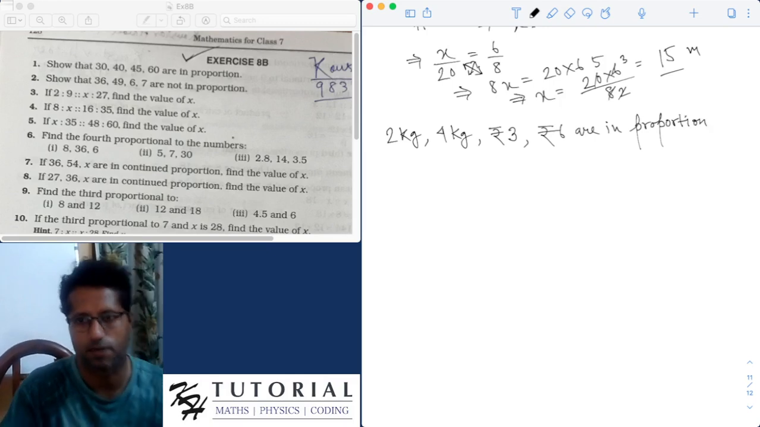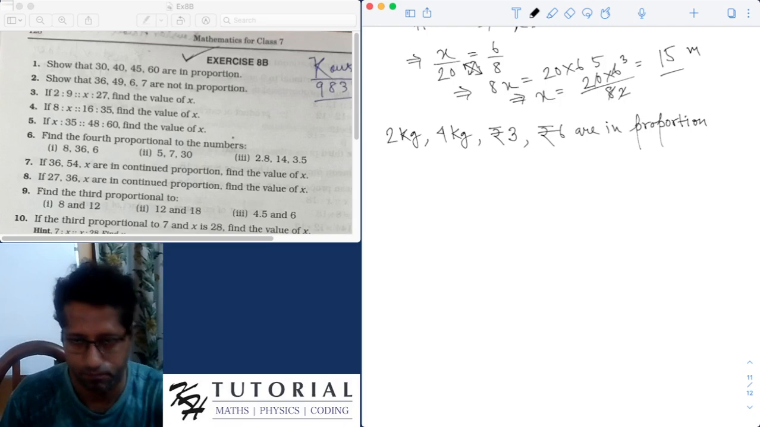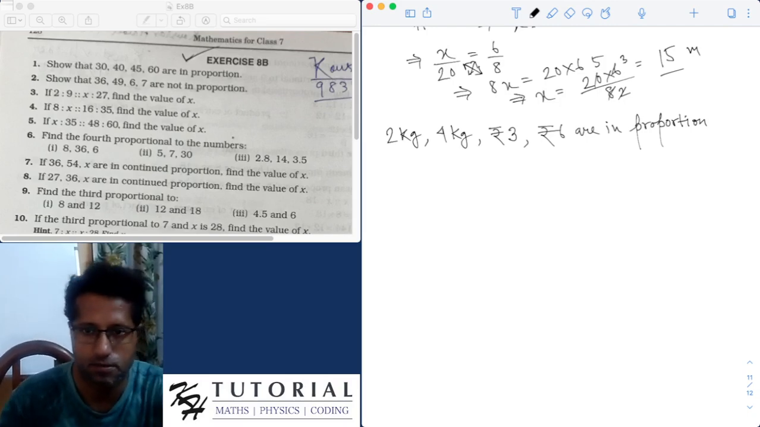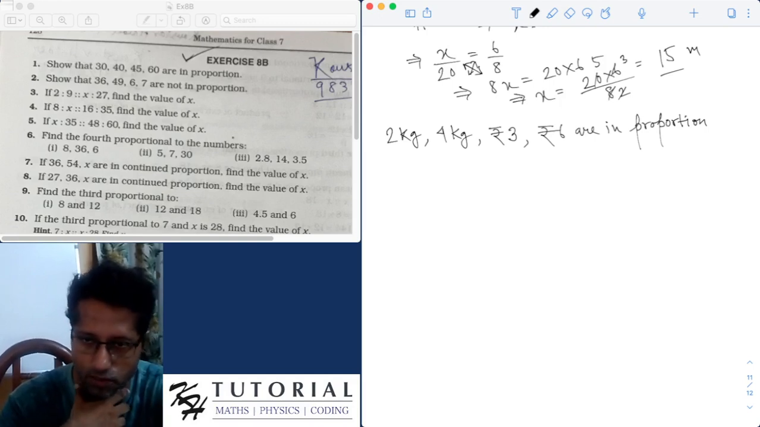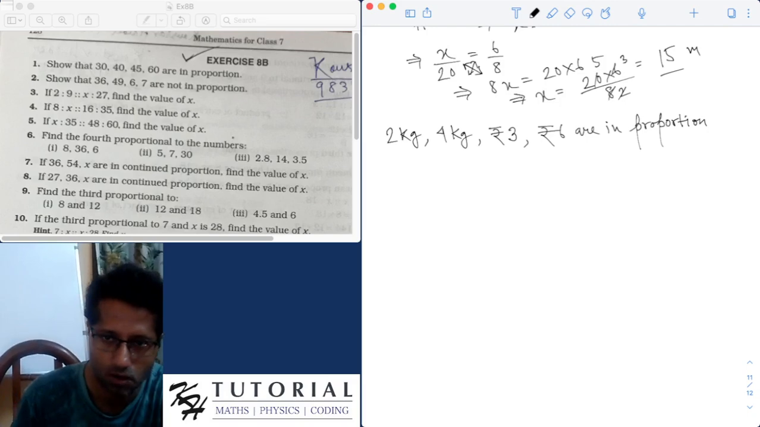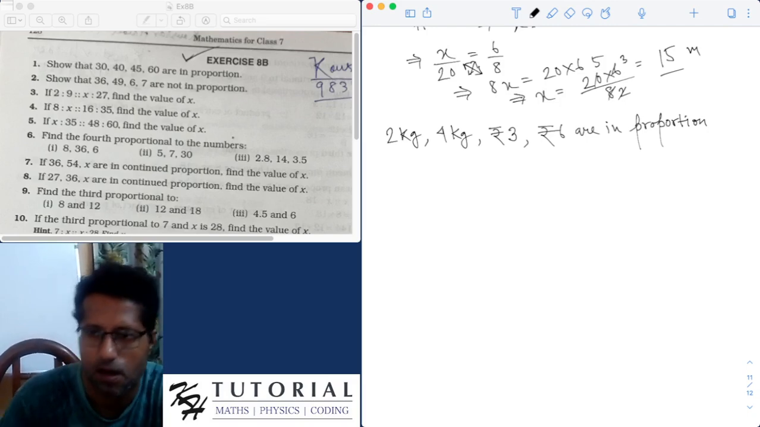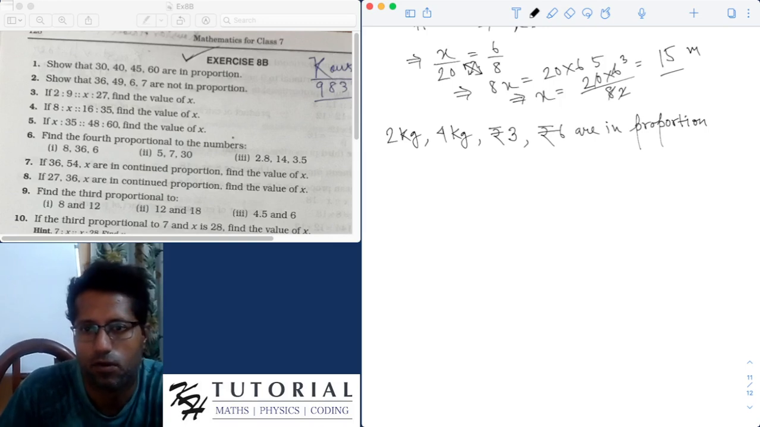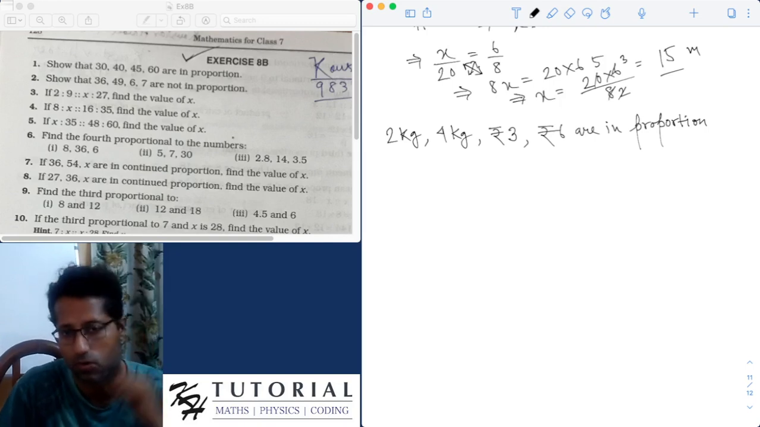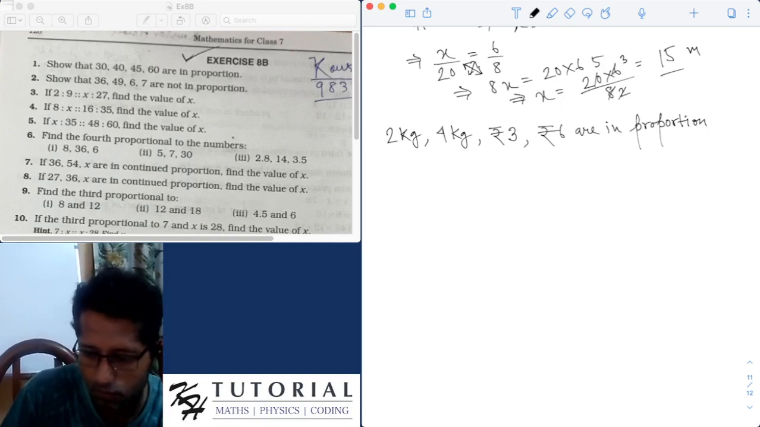It is a correct statement. If this, so there are 4 quantities. The first 2 quantities are in kg, and the third and fourth quantities are in rupees. Now if it is given that these 4 quantities are in proportion, then what we need to understand is that the ratio of the first 2 quantities has to be equal to the ratio of the third and fourth quantity.